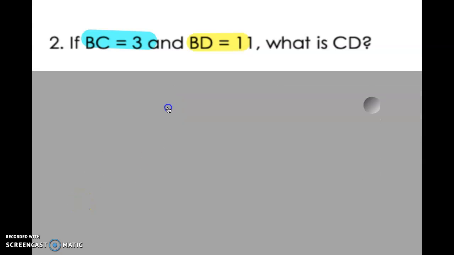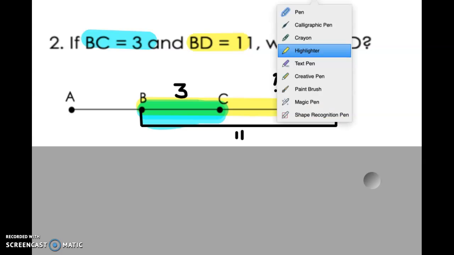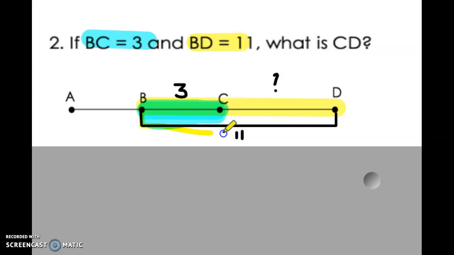Number 2, if segment BC is equal to 3 and segment BD equals 11, what is the length of segment CD? Again, this is the same type of problem, so again, the first thing we're going to do is mark up our picture. So here, segment BC, I have highlighted in blue. It's right here. And I put a little 3 on it because we know it is 3 units long. Segment BD is this whole piece here, which I have highlighted in yellow. And we know that BD is 11 units long.